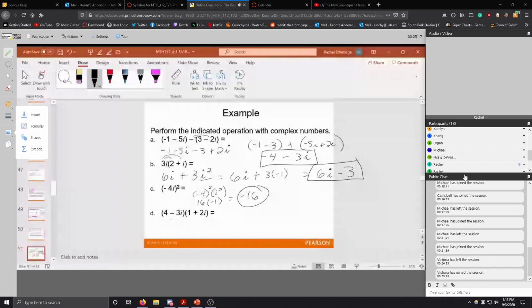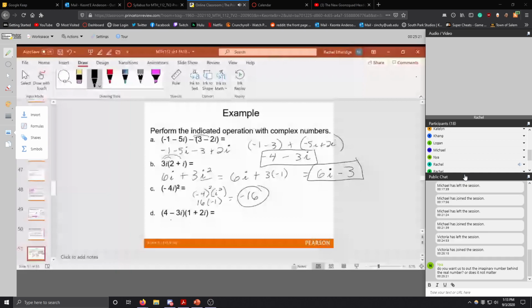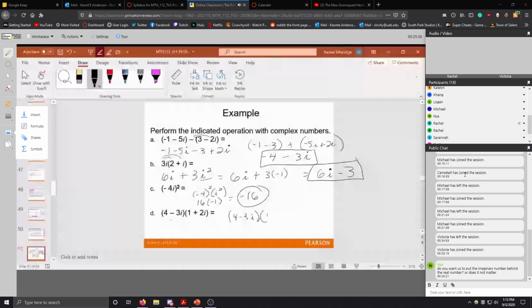Okay, in this one, we have a binomial times a binomial. And so just like any other binomial times a binomial, we would use the distributive property or... Miss Rachel, yes, someone asked, do you want us to put the imaginary number behind the real number or does it not matter?